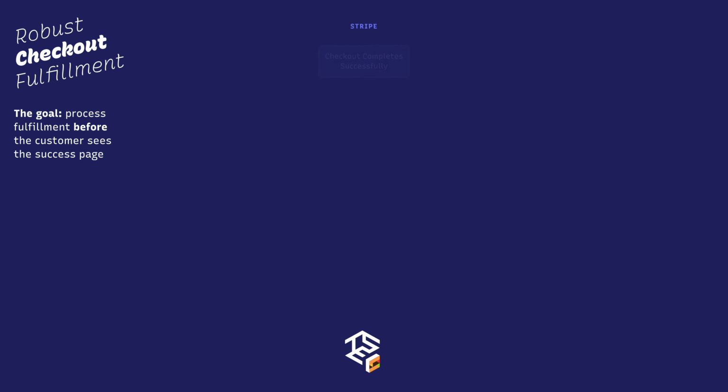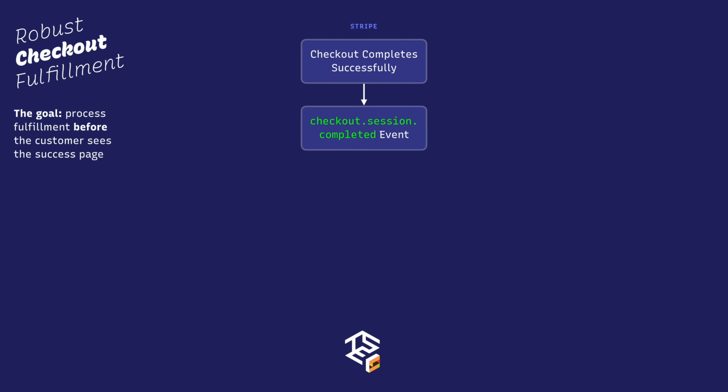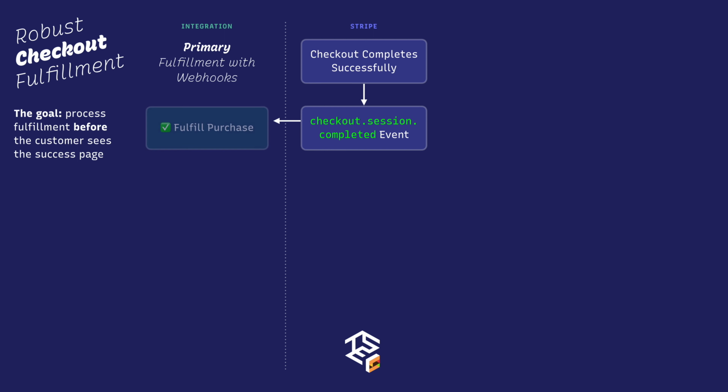We'll start on Stripe, where a checkout session is completed successfully. When this happens, a checkout session completed event is generated. On the integration side, we're going to first look at the primary approach to fulfillment, which uses webhooks. With this approach, fulfillment is triggered when the checkout session completed event is delivered to the integration's webhook endpoint, which has been set up to listen for that event.